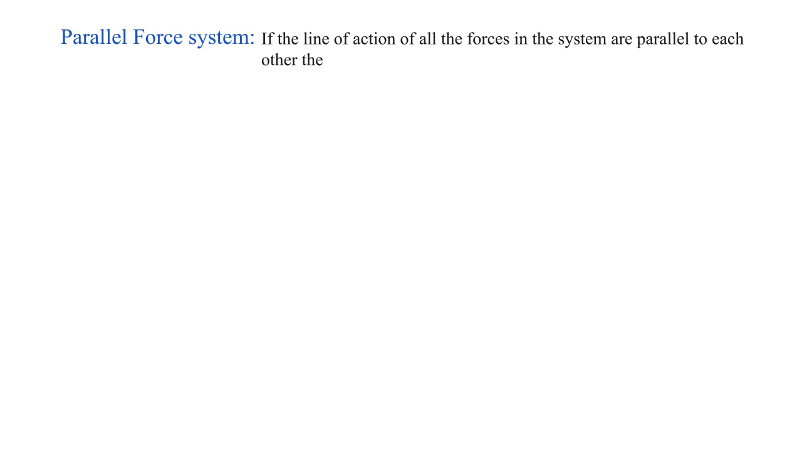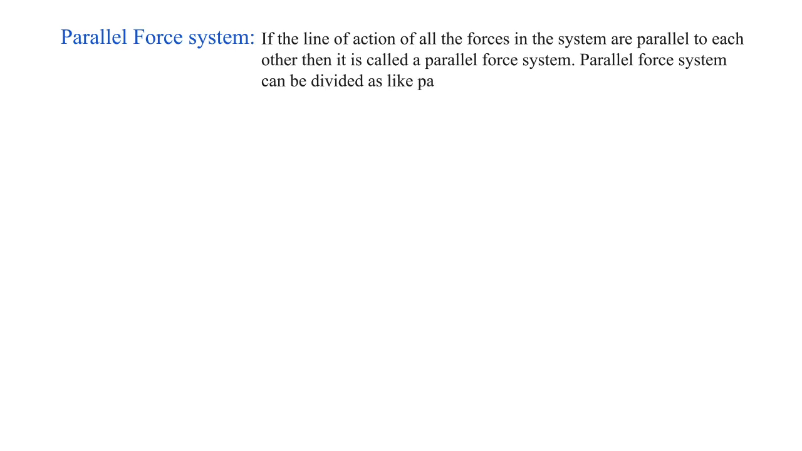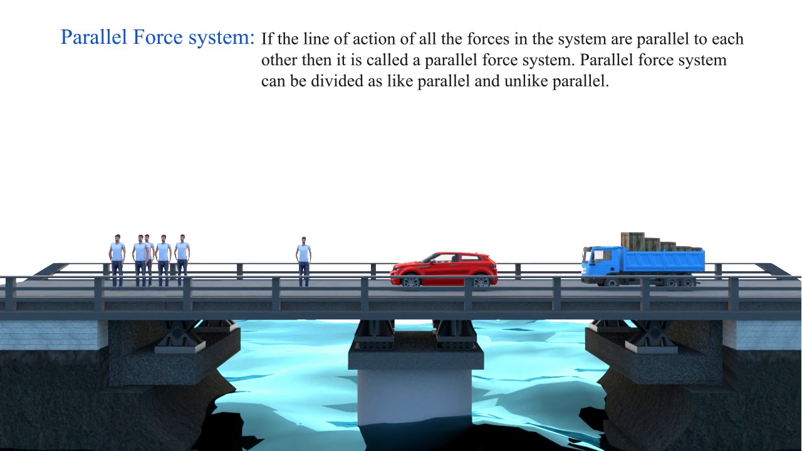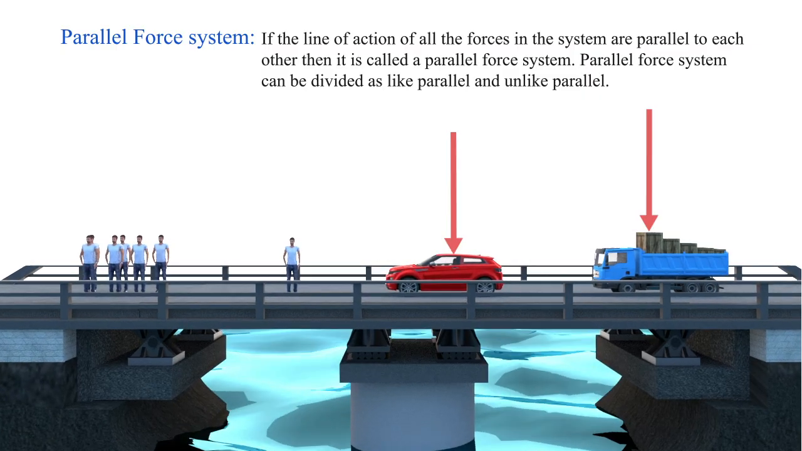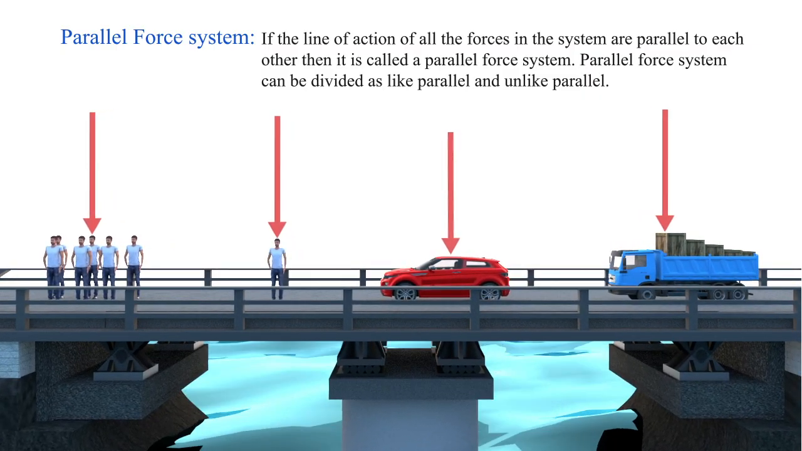Let us see parallel force system. If the line of action of all the forces in the system are parallel to each other, then it is called a parallel force system. A parallel force system can be divided into like parallel and unlike parallel. Consider the bridge bearing the load of a truck, car, and 2 persons respectively. The load exerted by the truck, car, and men results in a like parallel coplanar force system.